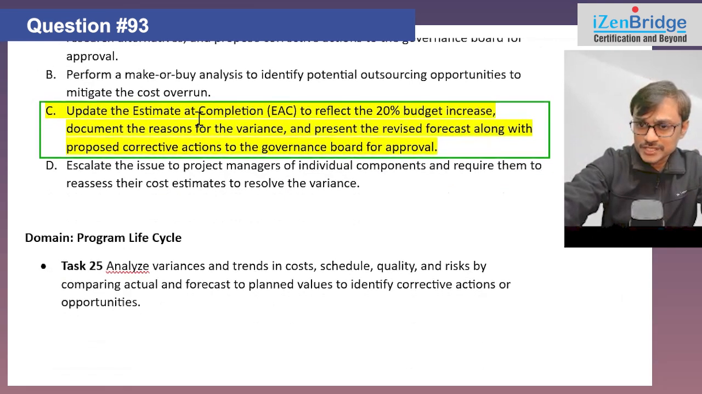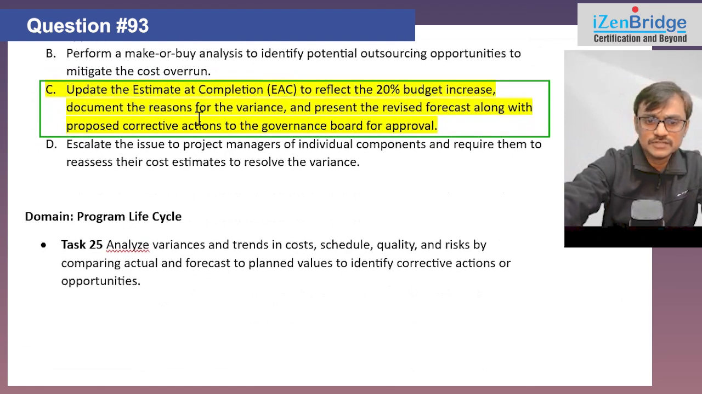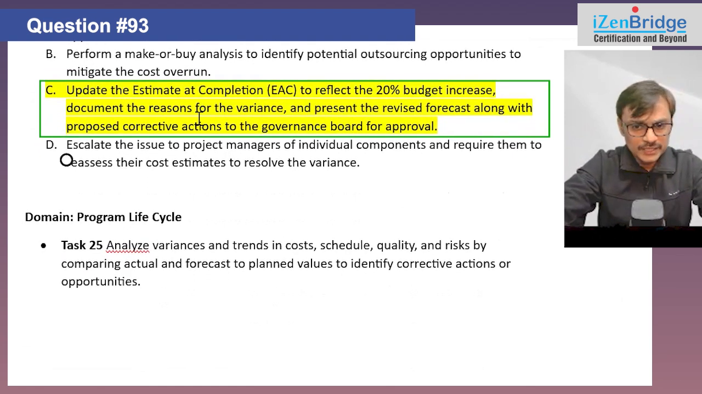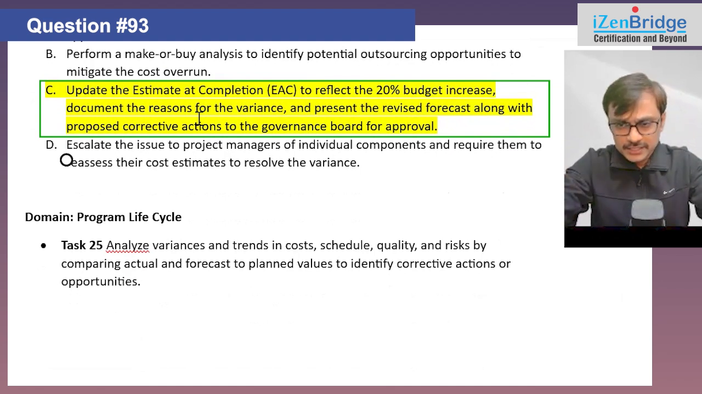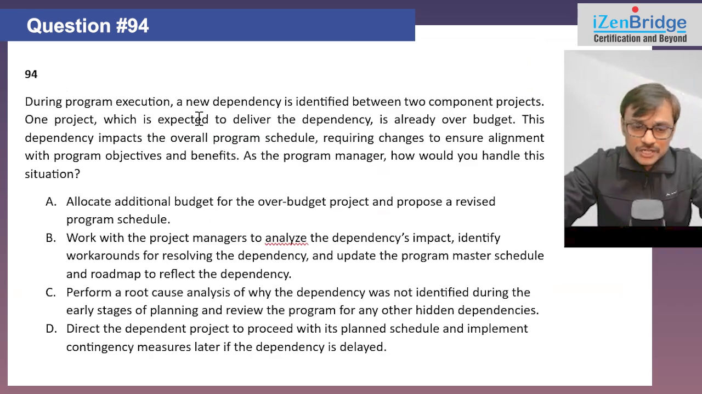So this maps to the task number 25: analyze variance and the trend in cost, schedule, quality, risk by comparing actual versus forecast and identify corrective actions or opportunities. So we are proceeding to identify corrective actions. We have taken a trend and we are working on it, and then we will talk to our governance group about it. Question number 94.